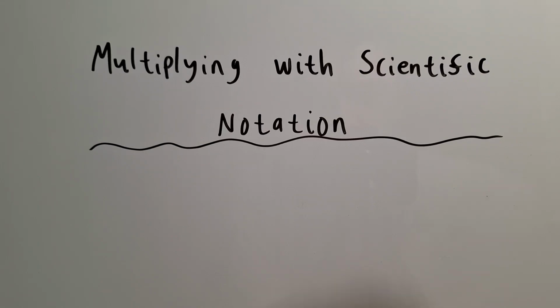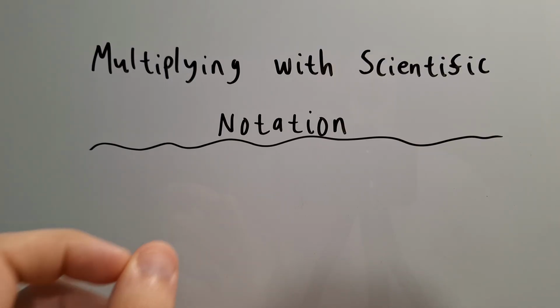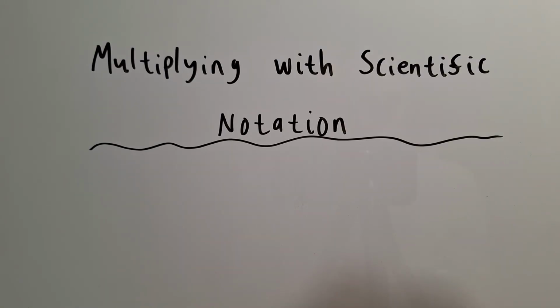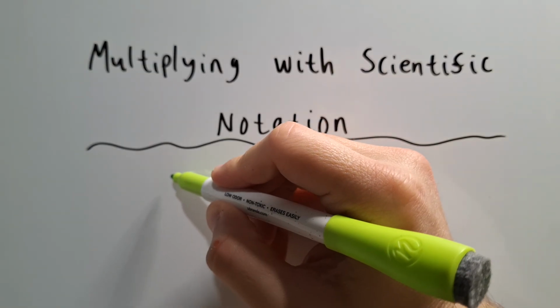Hello everyone, in this video we're going to multiply numbers that are written in scientific notation and find their product. In order to multiply two numbers in scientific notation, we're going to use the commutative and associative properties of multiplication as well as rules for exponents, and we're going to group the powers of 10 together. So a brief example of this before we jump into another couple of examples.